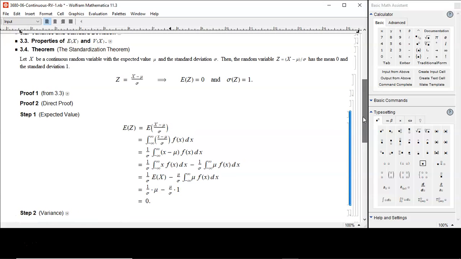Expected value computation. Just by definition, this expression times f of x dx. And then simple algebraic manipulation. Take the sigma out, and what happens is x minus mu. Again, properties of integral. This is the expected value, so mu. And this one is mu times... Oh, I took mu out, so this should no longer be there. Sorry about that. So I took mu out, and this is 1. So you have mu over sigma minus mu over sigma, so that's 0.